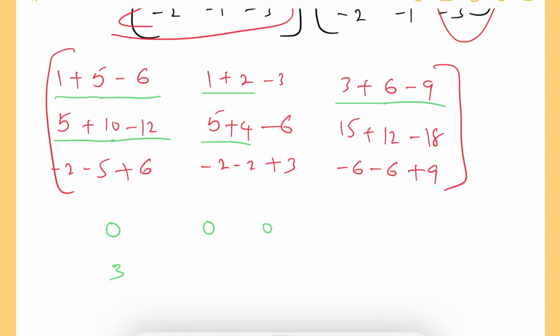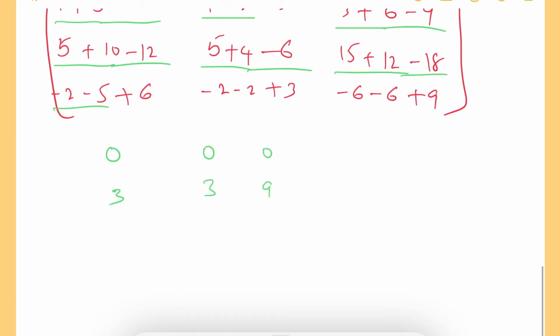5 plus 4, 9; 9 minus 6, 3. 15 plus 12, 27. 27 minus 18, 9. Minus 2 minus 5, minus 7. Minus 7 plus 6, minus 1. Minus 2 minus 2, minus 4. Minus 4 plus 3, minus 1. Minus 6 minus 6, minus 12. Minus 12 plus 9, minus 3.